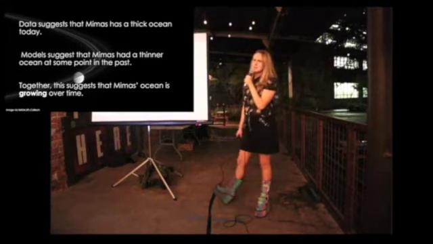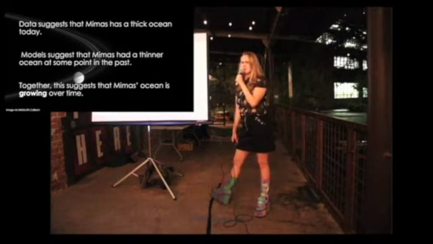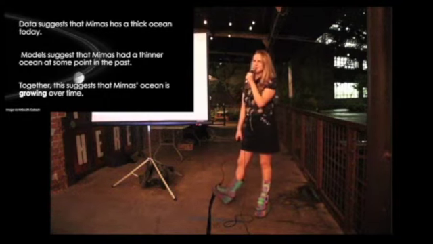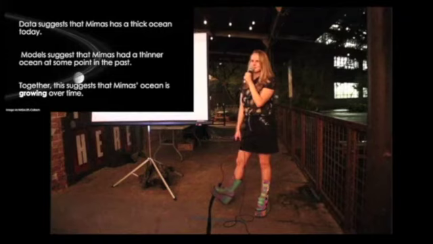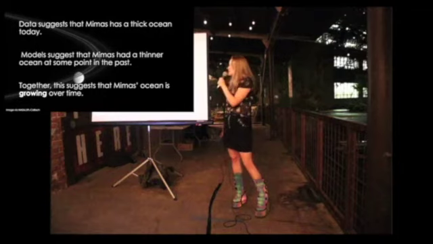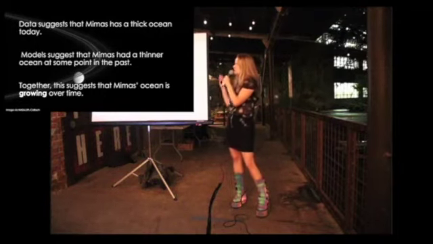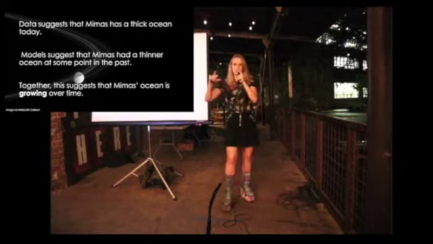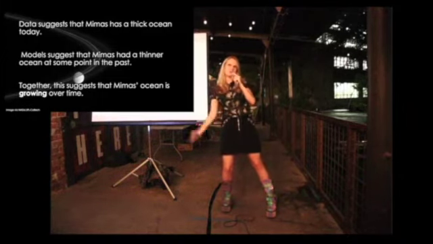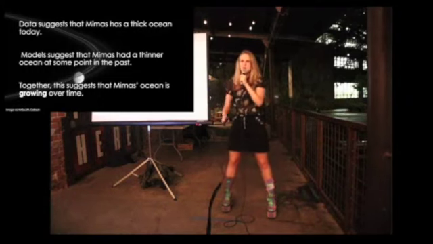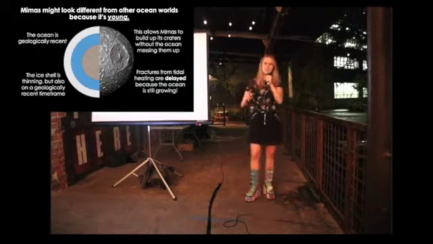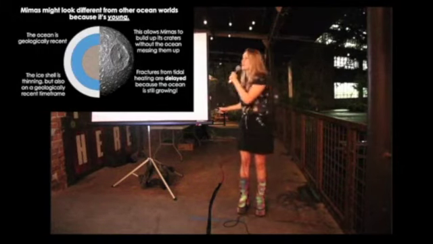The data suggests that Mimas has a pretty thick ocean today, and by thick I mean like 30 kilometer plus thick ocean, which for a body that is that size is quite large. But if we simulate the cratering on its surface, Mimas has to have had a thinner ocean and a thicker ice shell at some other point. If you put those two things together, guess what? Mimas's ice shell has been thinning over time and its ocean has been thickening over time. The ocean is growing. Awesome. So that's why we think that Mimas might be an ocean world that doesn't look like one.